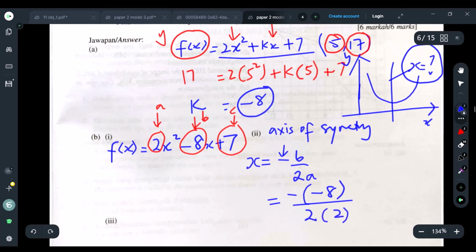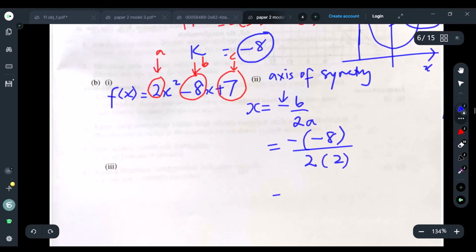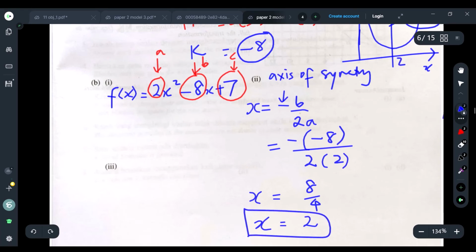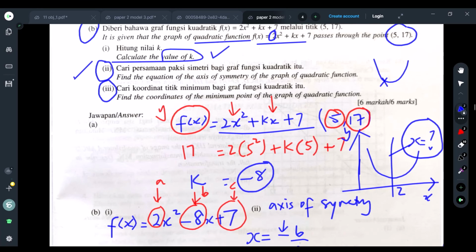So what do you get? You'll get 8 over 4, that is 2. So your x is actually 2. This is your axis of symmetry. It is x equal 2. So done.